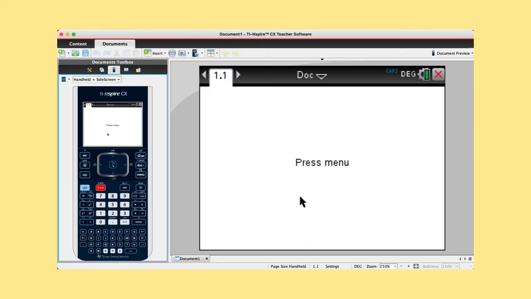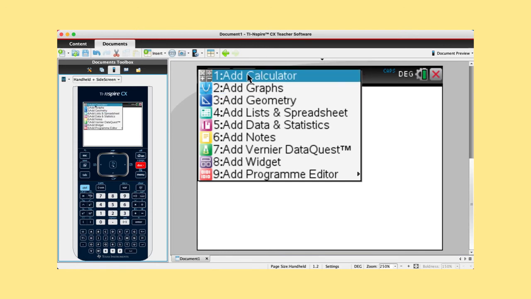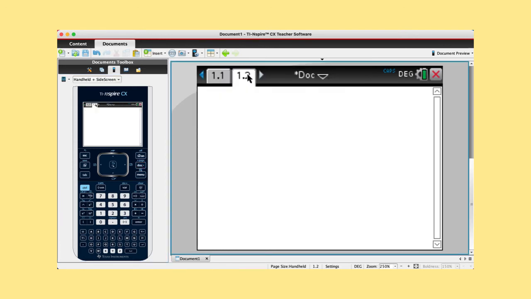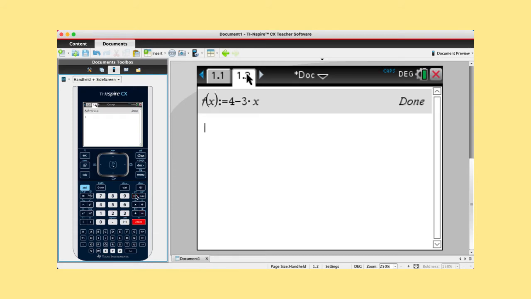The first thing you need to do is open yourself a calculator page. Control Doc, Calculator. Now we'll define our three equations. So f(x). Now Define, Control there. Now type in your equation, so 4 minus 3x. You'll get the word Done if you've done it correctly.